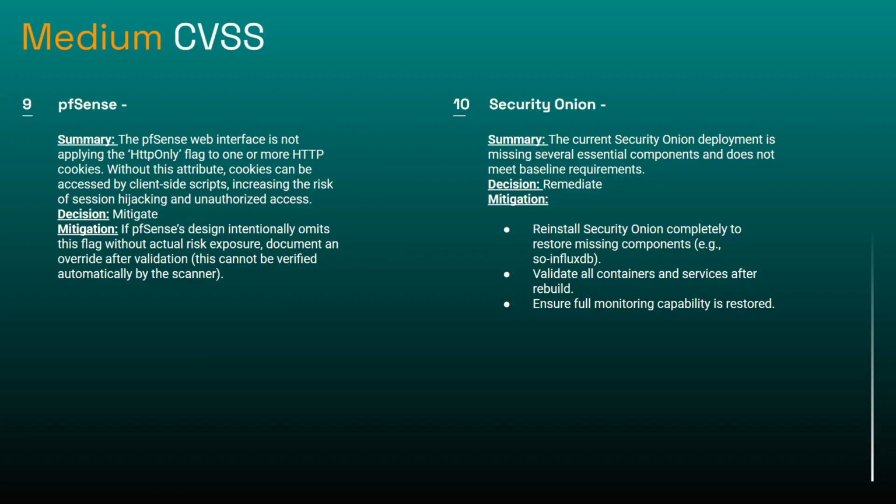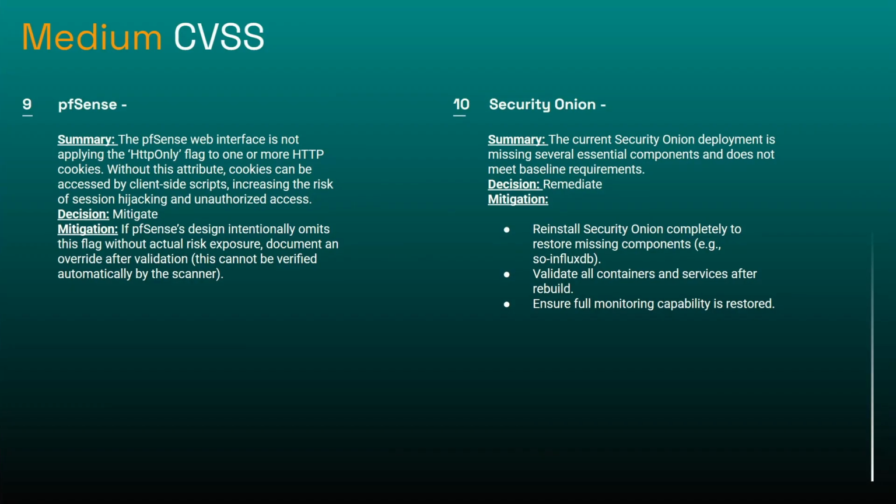For the pfSense, the main issue we found is that the web GUI isn't setting the HTTP only flag on its session cookies. Basically, that means client-side scripts could potentially access the cookie, which could lead to the session being hijacked if there's a cross-site vulnerability. The fix is pretty simple. pfSense should have the HTTP only attribute turned on for all session cookies. We also recommend doing an internal check to make sure this oversight does not cause any unexpected risk.